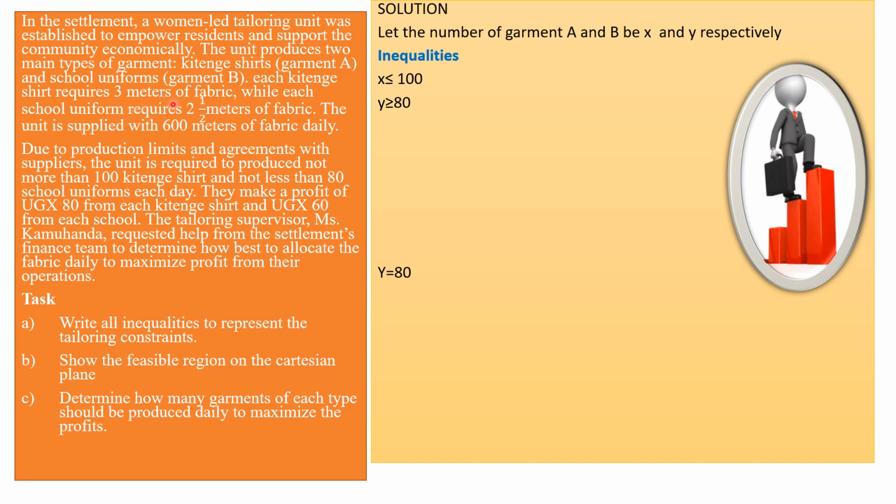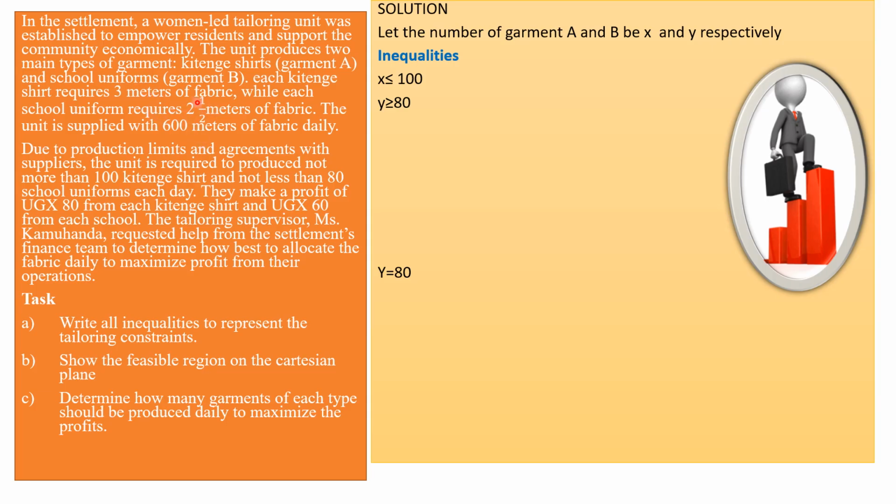Then for the material, here we have the exchange shirt requires 3 meters of fabric, and then each school uniform requires 2.5 meters of fabric. And then here the available material is 600 meters of fabric. So here we shall come and we say how much material will exchange shirts take? Here each exchange shirt requires 3, and how many are they? They are x. So we shall have 3x.